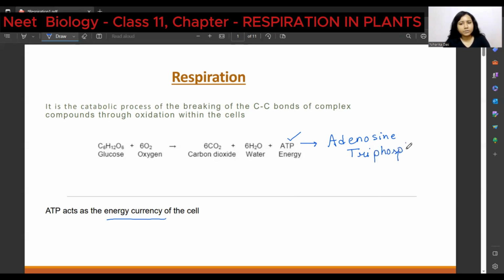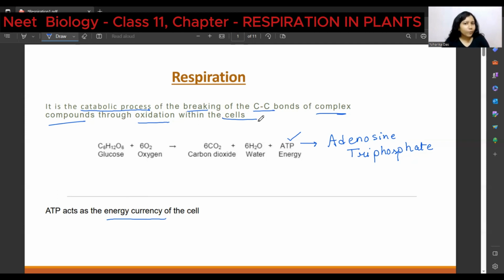So what should be a good definition of respiration? We can see here that there is breaking of carbon-carbon bond of the complex compound. We know glucose is a 6-carbon compound and we have seen there is carbon-carbon bond. So they are going to be broken. This process is a catabolic process because there is a breakdown happening, and it is happening through oxidation within the cell. That is why it is called cellular respiration.